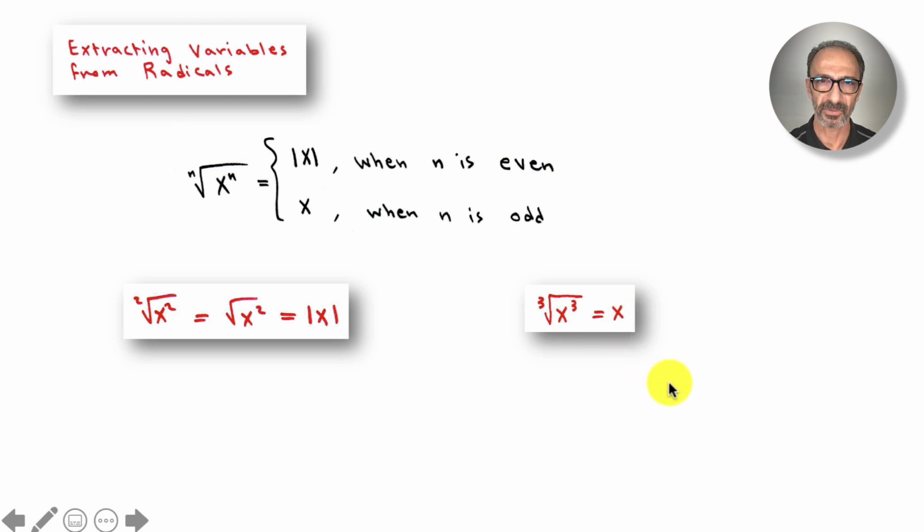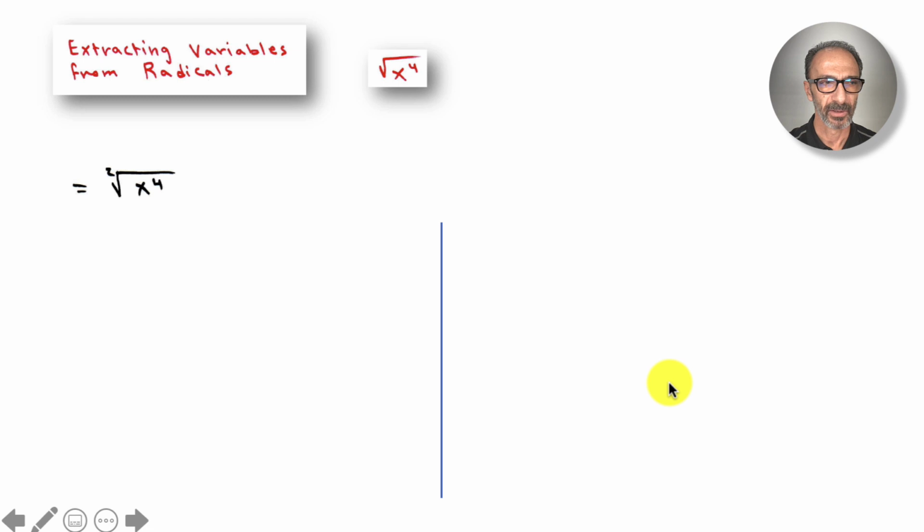Let's see some examples. The second root of x to the 4. Now these two numbers are not identical like n and n in the previous slide. So how could we do it? We could split them into two parts, and this is how we do it. That's one option. Because for the square root, you're looking for a number that you multiply by itself. So in this case, it is going to be x to the second times x to the second.